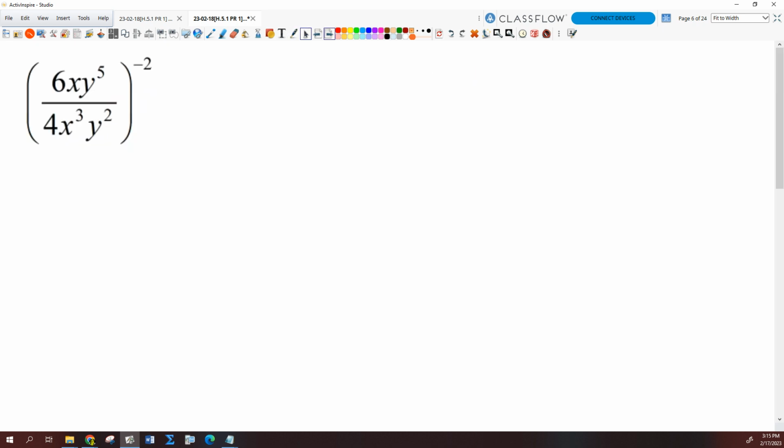Okay, last one. Now, what about this guy? So there's a little trick here I want to show you. We'll prove it. What if I have a fraction like a over b to the negative m? I could distribute that exponent to both parts, right? So I'd get a to the negative m divided by b to the negative m.